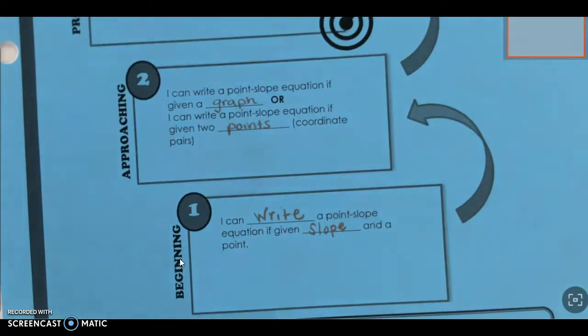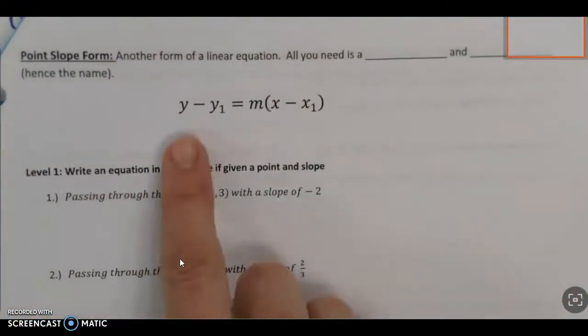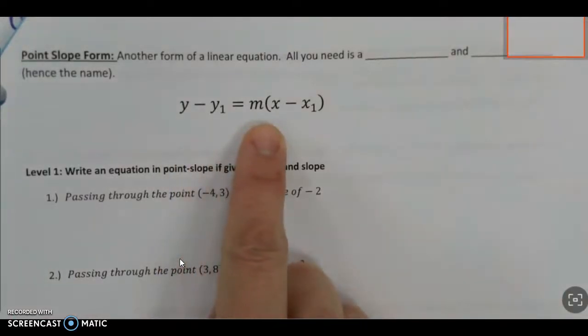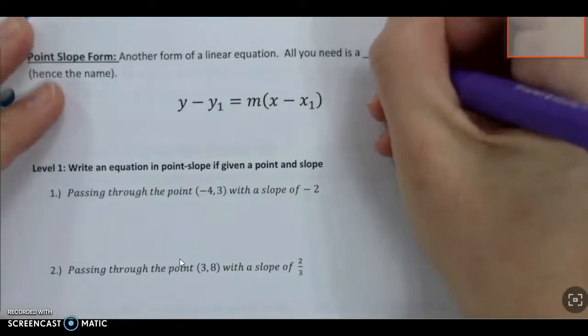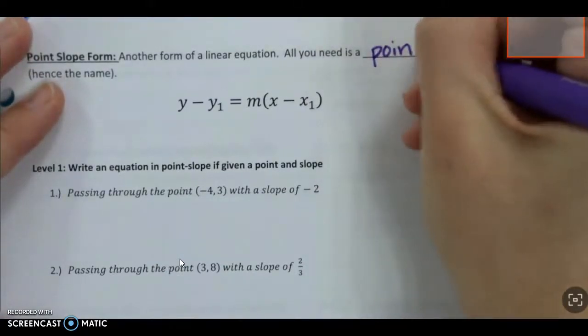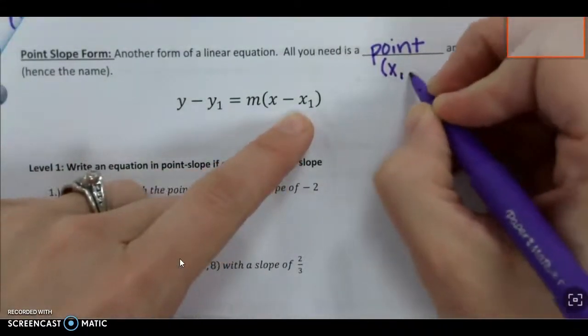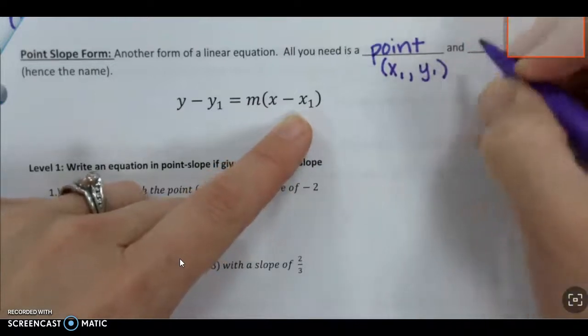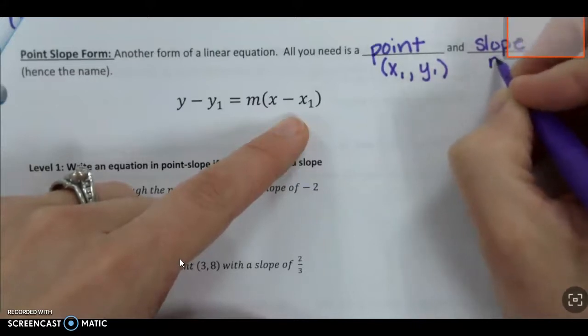So when we turn to page 2 here, it starts out with the formula. So in the formula, y minus y sub 1 equals m parentheses x minus x sub 1. What you need is a point, which in this case, your point is going to replace the x sub 1, y sub 1, and you need a slope. And slope, of course, in the formula is m.